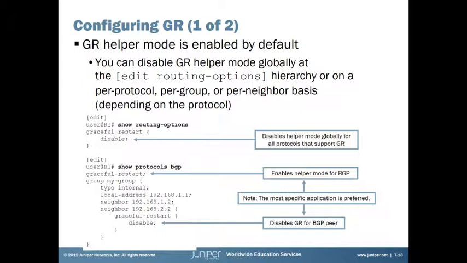GR helper mode is enabled by default. You have to actually disable it if you don't want it to be there. So it's enabled by default. You have to disable it. Under BGP, you enable graceful restart under the BGP protocol. Or you can disable it depending on your requirements.